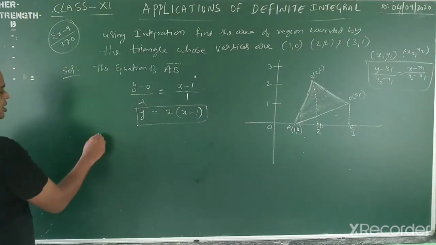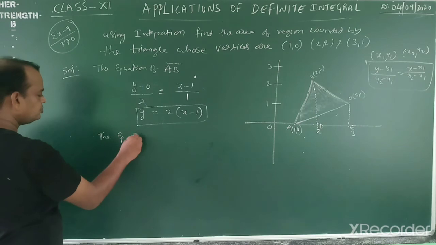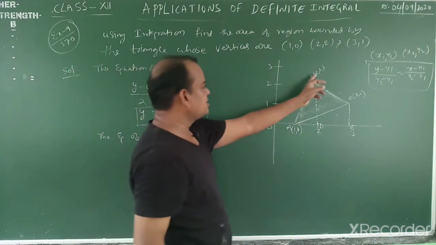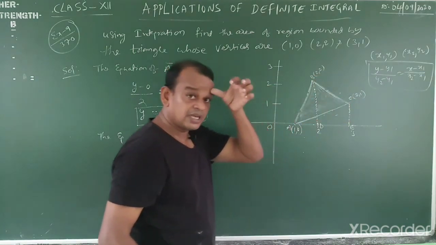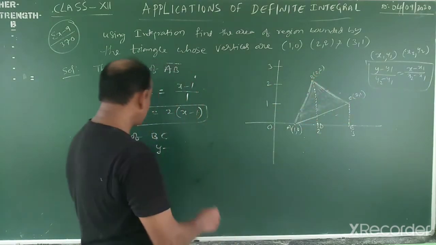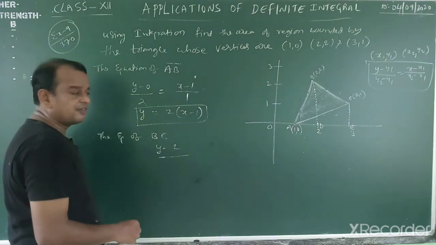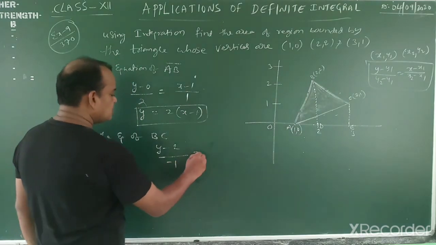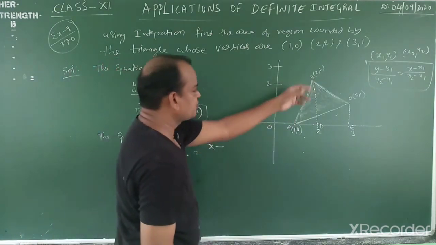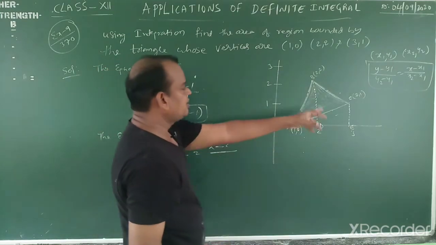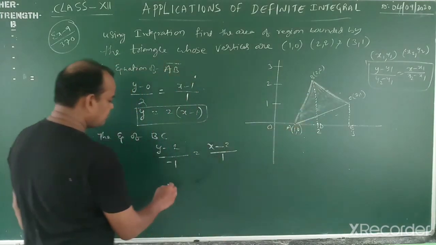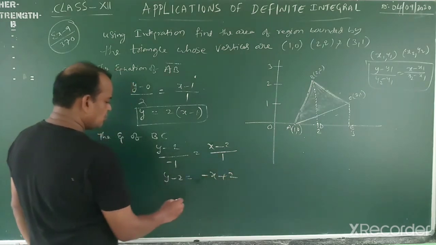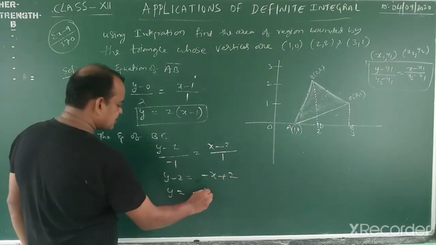Next, similarly, the equation of BC. Same. y minus y1, this is x1 y1, this is x2 y2. Okay. y minus y1, y1 means 2, by y2 minus y1, 1 minus 2, that is minus 1, is equal to x minus x1 by x2 minus x1, 3 minus 2 means 1. Therefore, y minus 2 is equal to minus x plus 2.